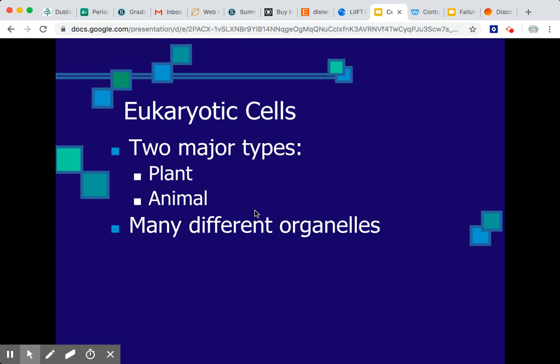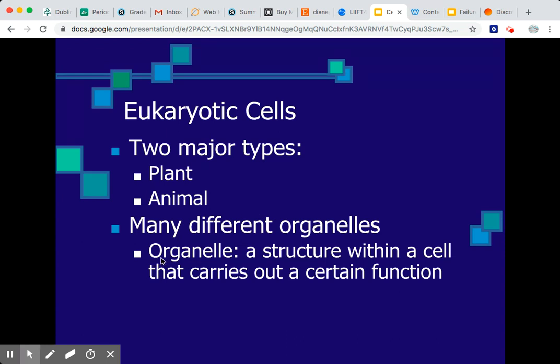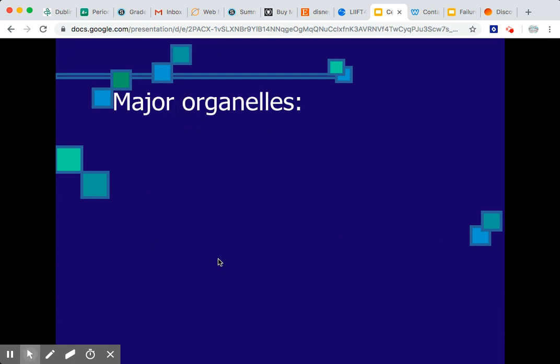Both plant and animal cells have many different organelles, and this has not really been defined to this point, but an organelle is just a structure that carries out a certain function. For example, ribosomes make proteins. The nucleus controls all the activities within the cell. So all of the things that you drew within your cell for activity 4 would be examples of organelles.